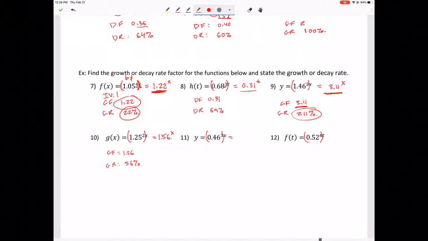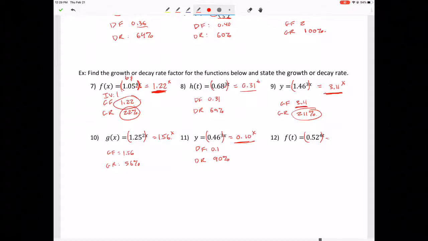Again, next one, we have 0.097, round that to the tenths place, which would give us 0.10, okay, to the x. And then is it growth or decay? It would be decay, because it's less than 1. Decay factor would be 0.1. And then decay rate would be 90%.